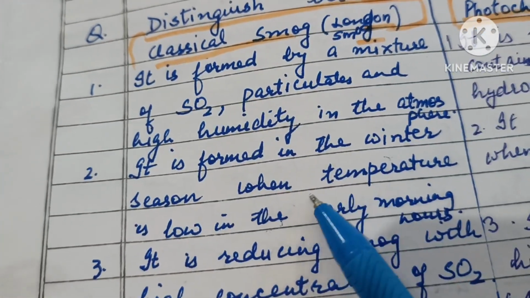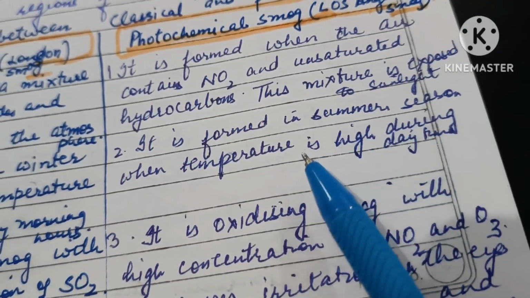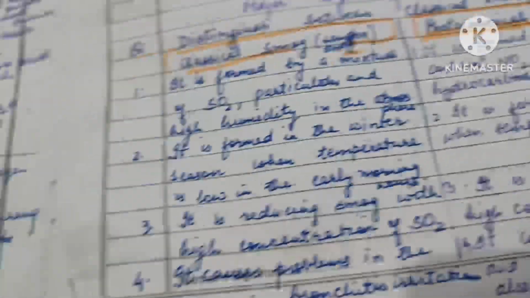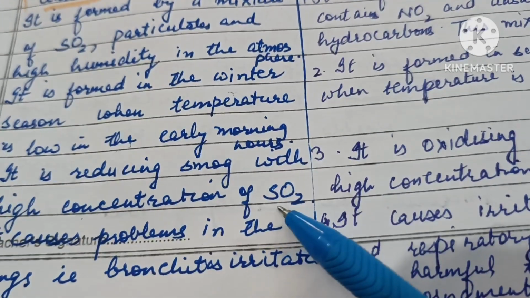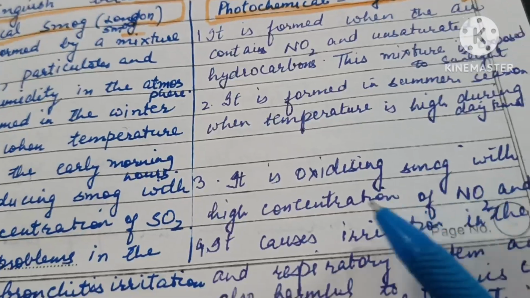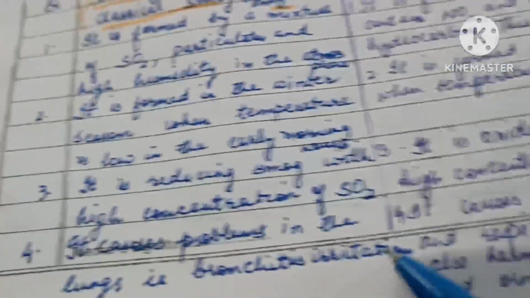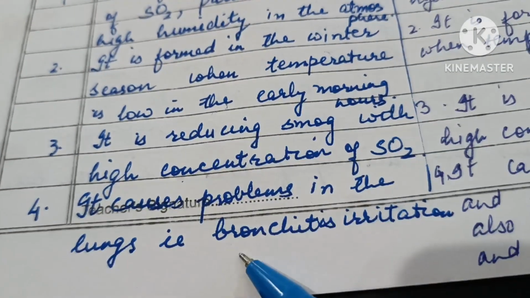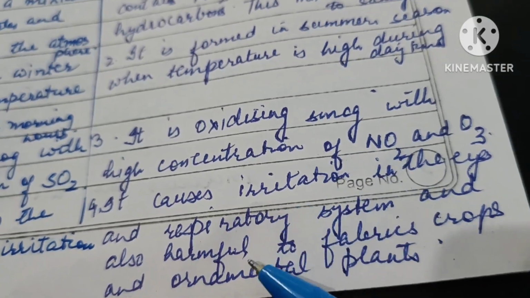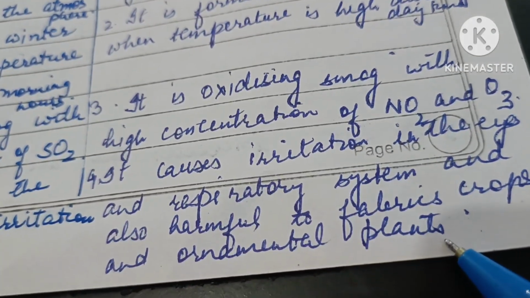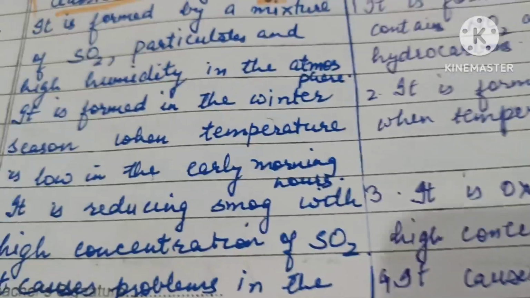Classical smog is formed in the winter season when temperature is low in the early morning hours. Photochemical smog is formed in summer season when temperature is high during daytime. Classical smog is reducing smog with high concentration of SO2. Photochemical smog is oxidizing smog with high concentration of nitrogen oxides and ozone. Classical smog causes problems in the lungs, that is bronchitis, irritation. Photochemical smog causes irritation in the eyes and respiratory system and is also harmful to fabrics, crops and ornamental plants.